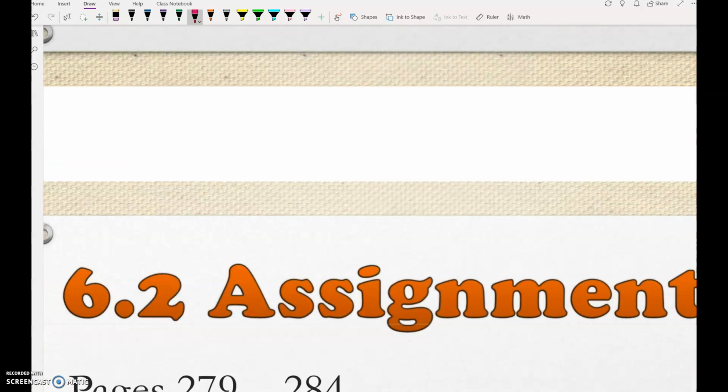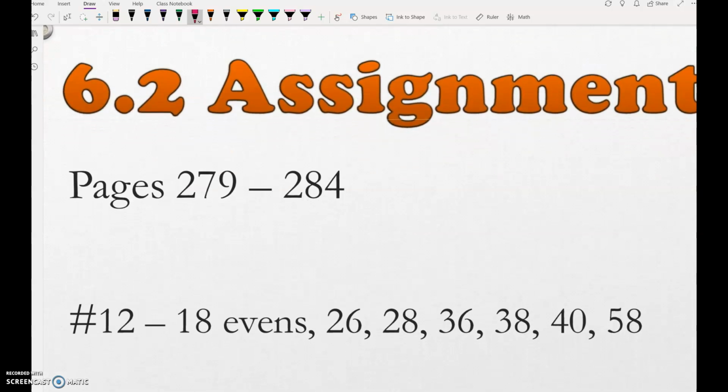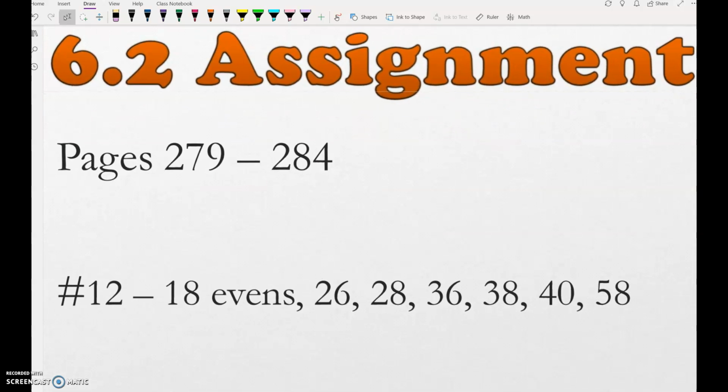All right, on your assignment sheet, there is a mistake. On your assignment sheet in your notes, it says that the last problem is number 583. It's definitely just number 58. I stuck a 3 on there accidentally. So if you're looking at your assignment sheet, cross off that 3 at the end. Your assignment starts on page 279. There are 10 problems.